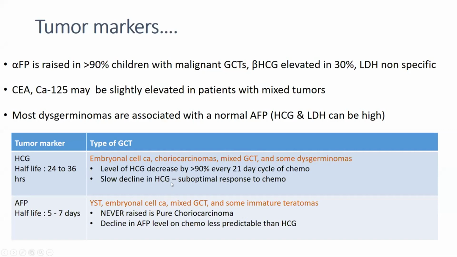So now the question is when to repeat tumor markers when the patient is on chemotherapy. Actually, it takes approximately 4 to 5 half-lives for these markers to become normal. So it should be repeated after 4 half-lives of these tumor markers. Like if you want to check AFP while the patient is on chemotherapy, then it should be repeated after 21 days, while HCG can be repeated earlier, even after 5 to 6 days of chemotherapy.